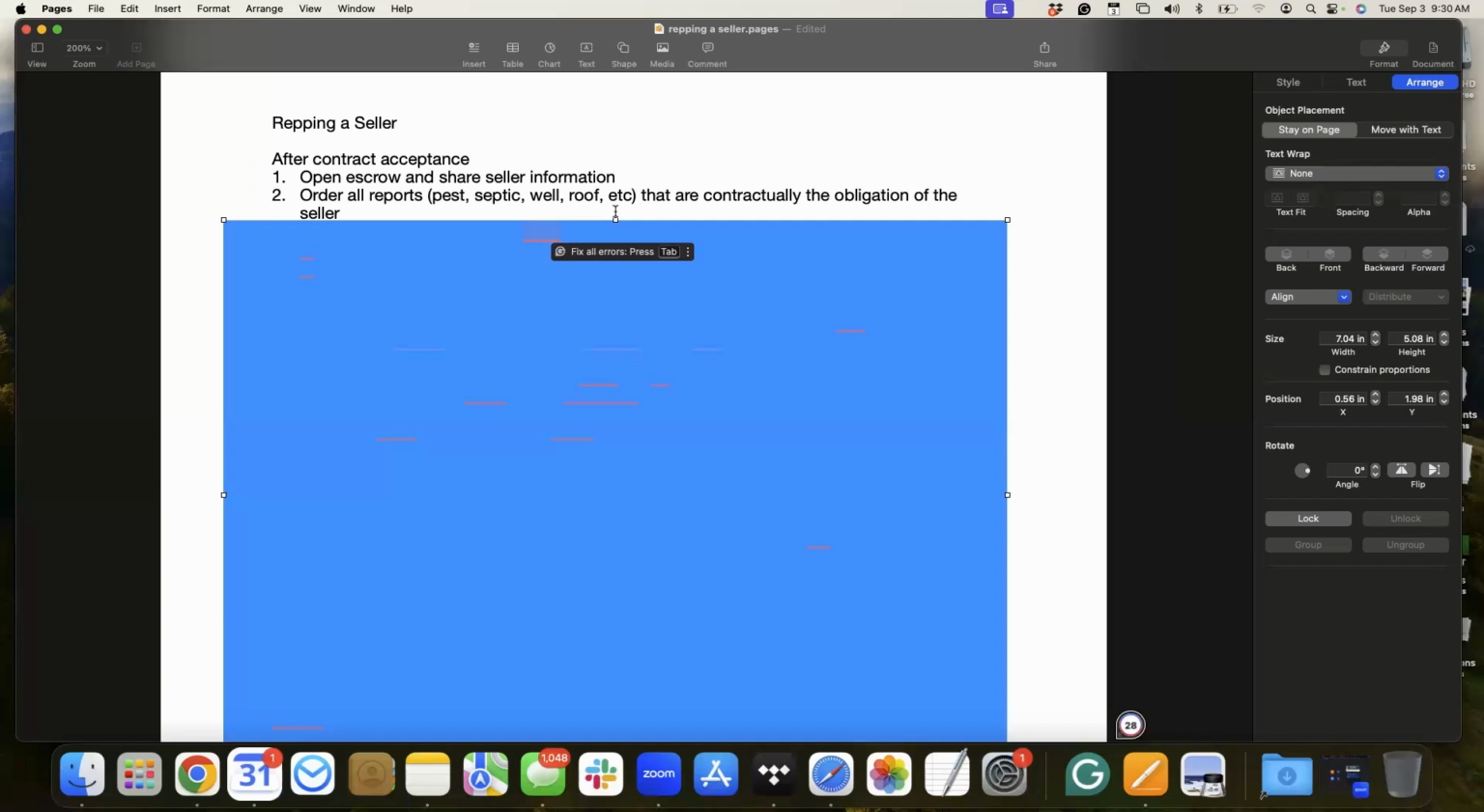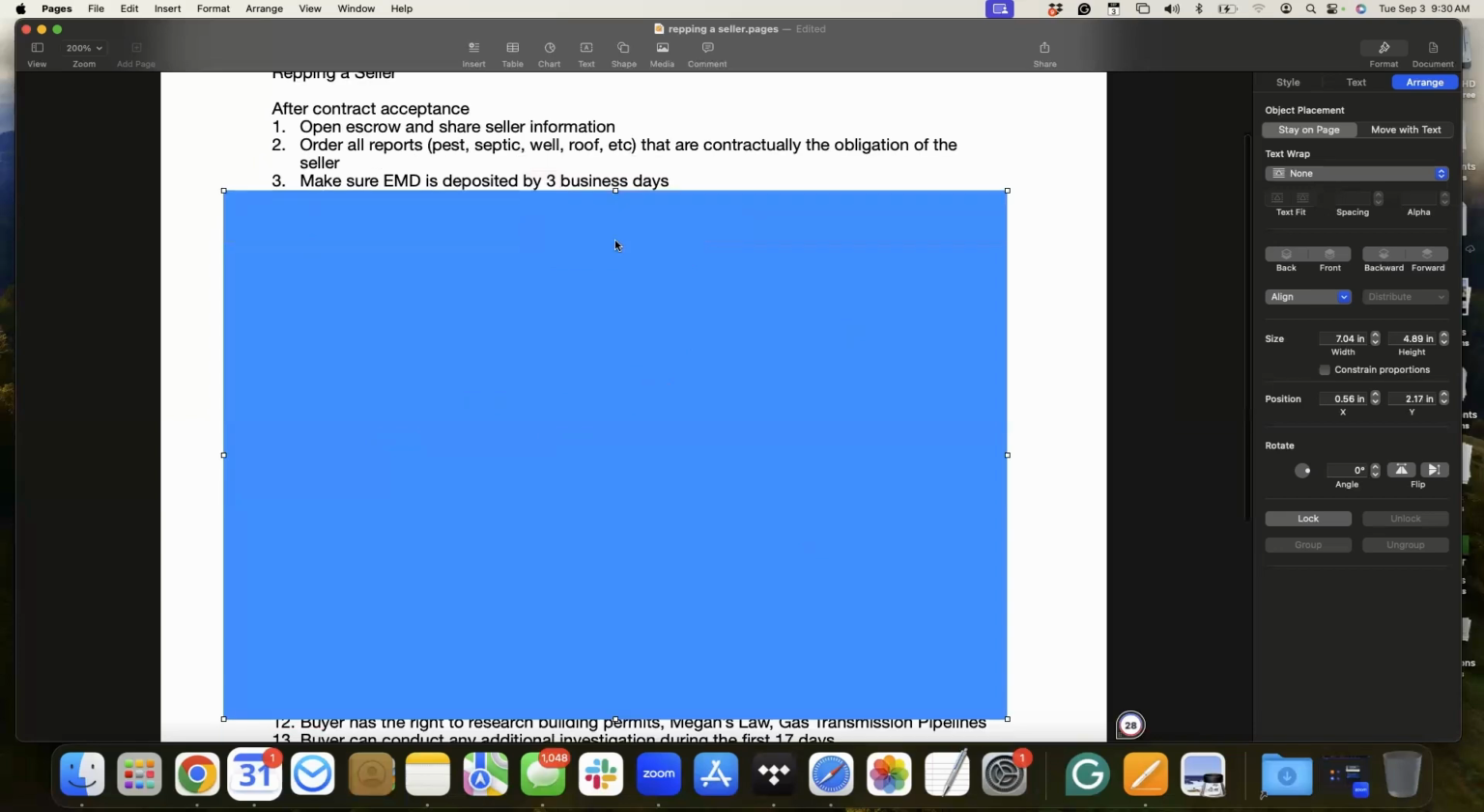Because the report doesn't always come immediately, right? Sometimes they're super busy and they take a little bit. So get those reports ordered as quickly as you can. That should just be day one kind of stuff. You know what reports you need to order because it's right there in the contract. So you know what you've agreed to.